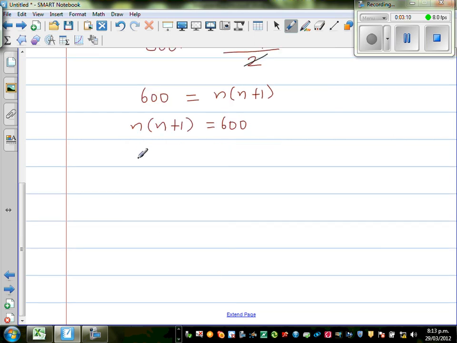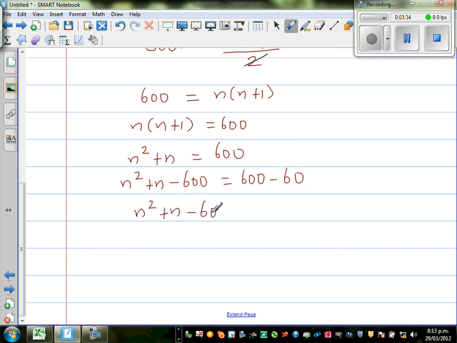Now expanding this, n squared plus n is equal to 600. I'm going to take away 600 from both sides. So n squared plus n minus 600 is equal to 600 minus 600. So this becomes n squared plus n minus 600 is equal to 0.